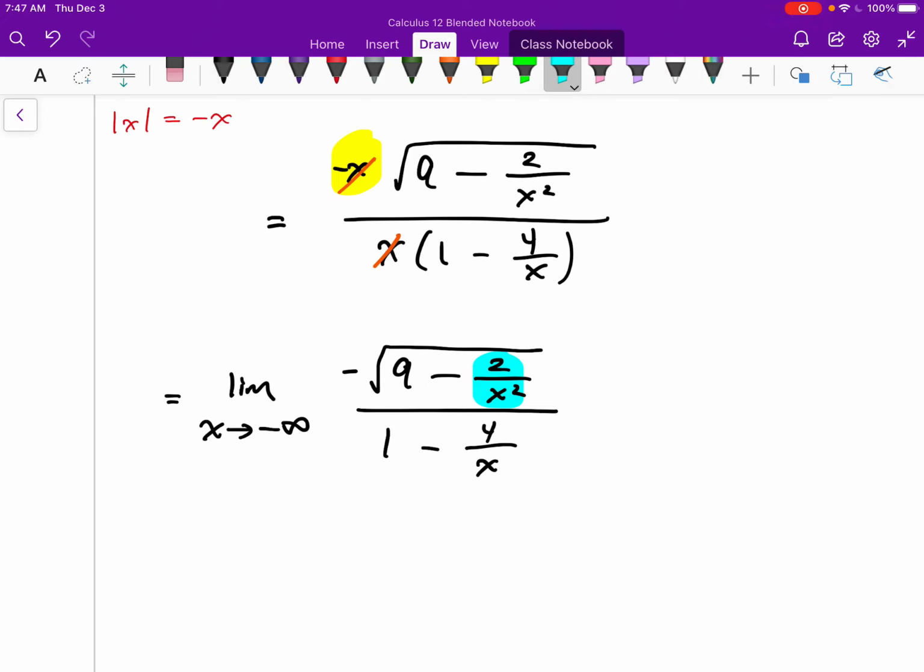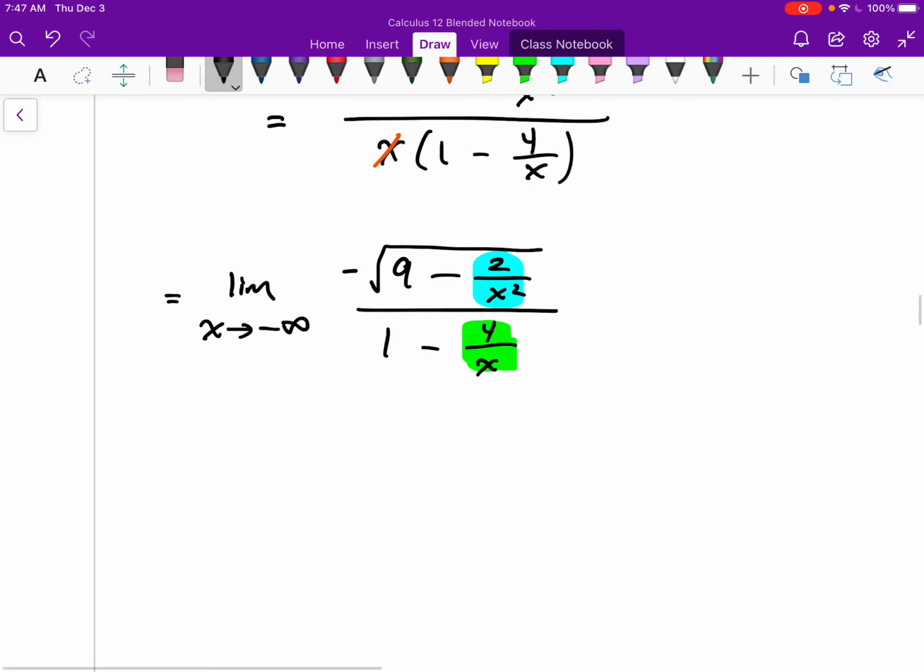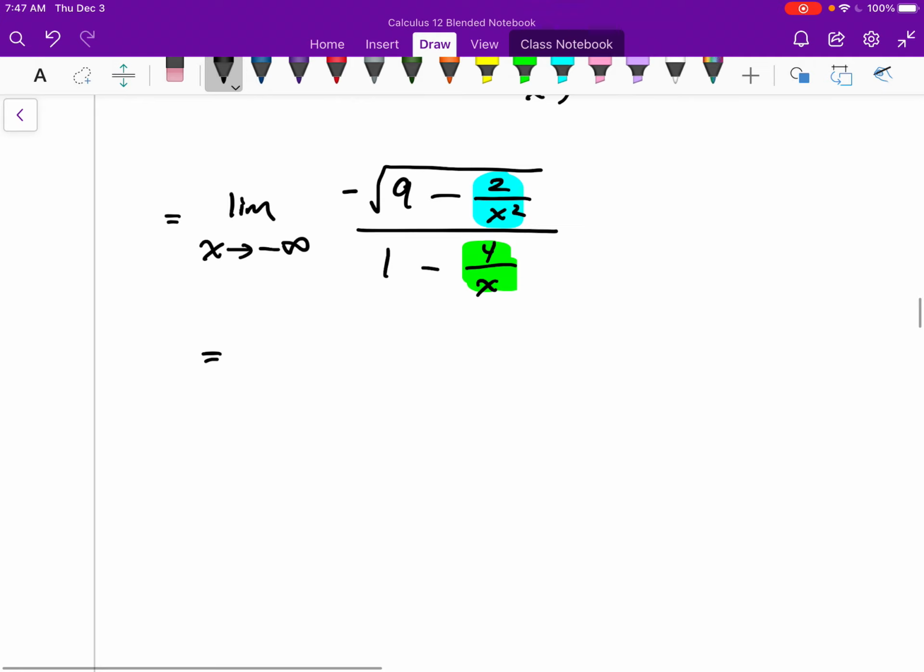Whether it's divided by x squared or just x, it doesn't really matter. That is going to approach 0. 2 divided by a massively negative number squared: that 2 is getting broken up into a huge number of groups, so each group must be really, really small. Same idea right here. 4 divided by x, as x approaches infinity, is going to equal 0. So notice, I'm not dividing by 0 or by infinity.